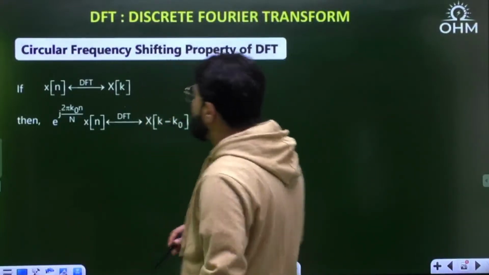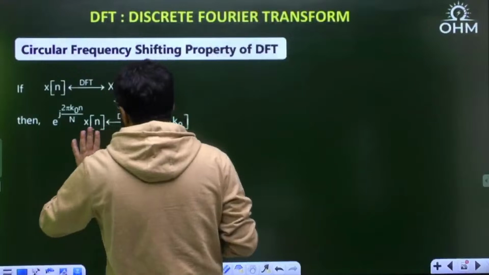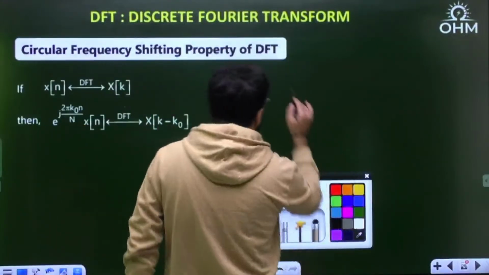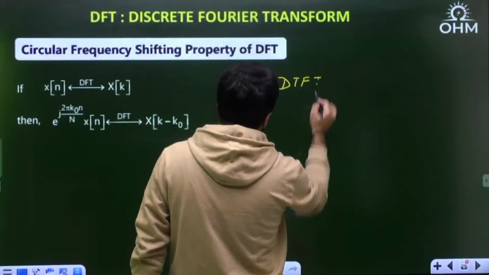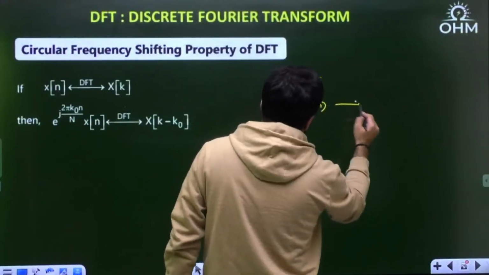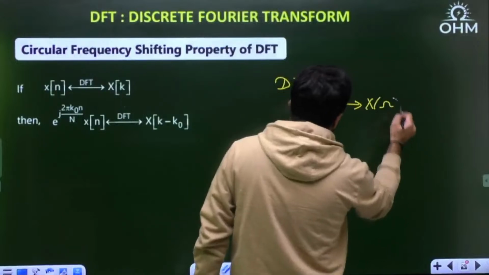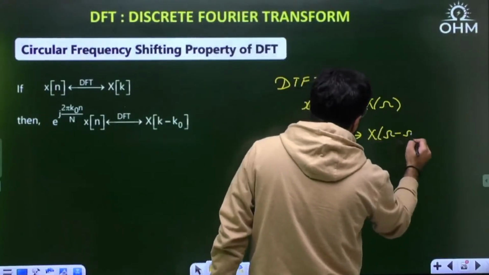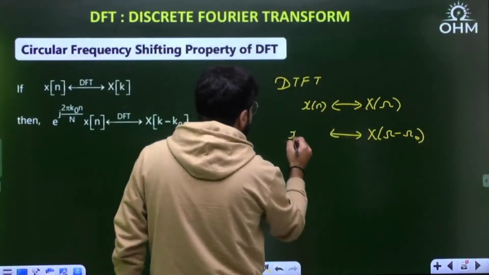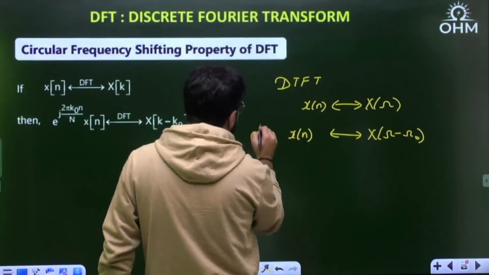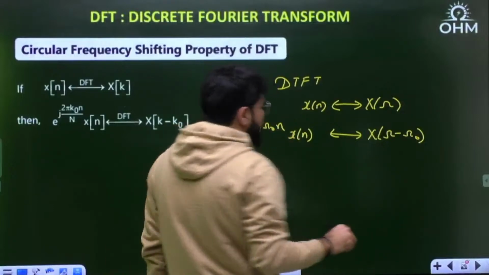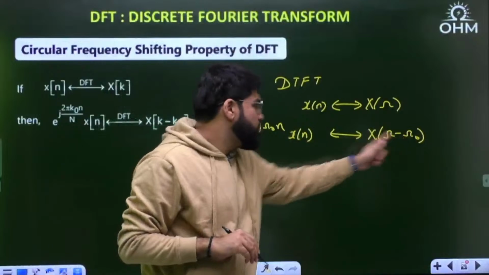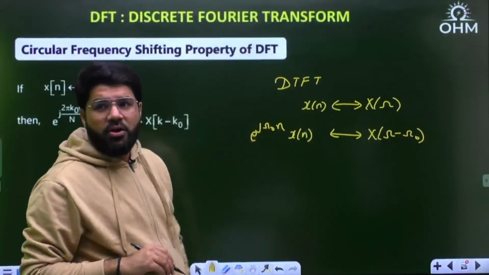So what is it? Okay, x[n] has the DFT X[k]. Then X[k minus k naught]. Just like the DTFT, suppose, again relate it with the DTFT so that you remember easily. x[n] has the DTFT X(omega). If you write the DTFT X(omega minus omega naught), then the signal in the time domain correspondingly is e power j omega naught n. Frequency shift, and opposite sign in the frequency shift. Omega minus omega naught here gives e power j omega naught n.